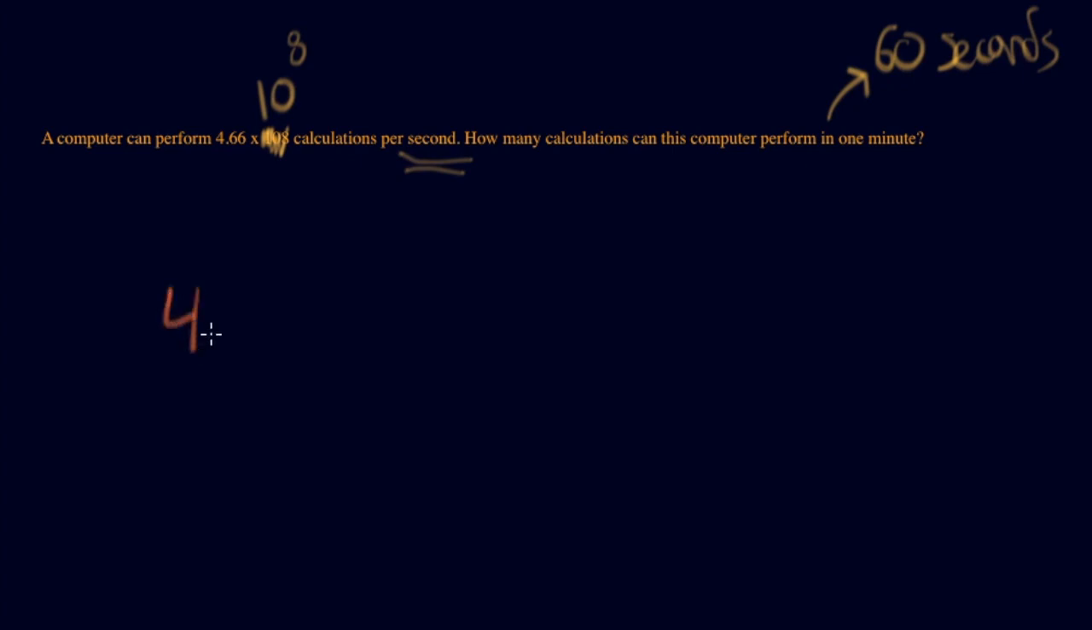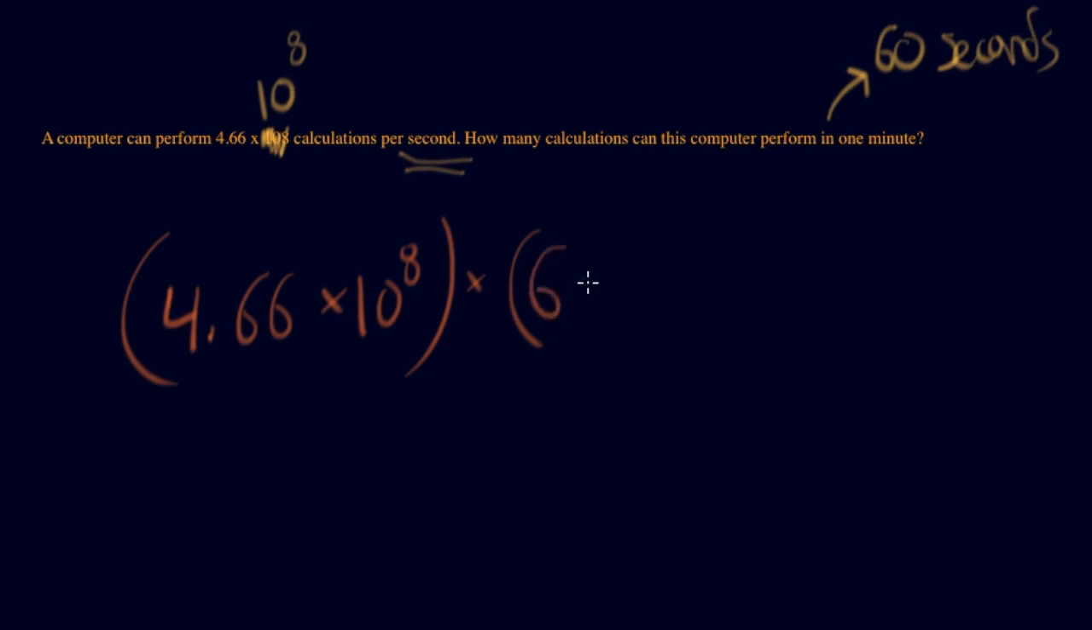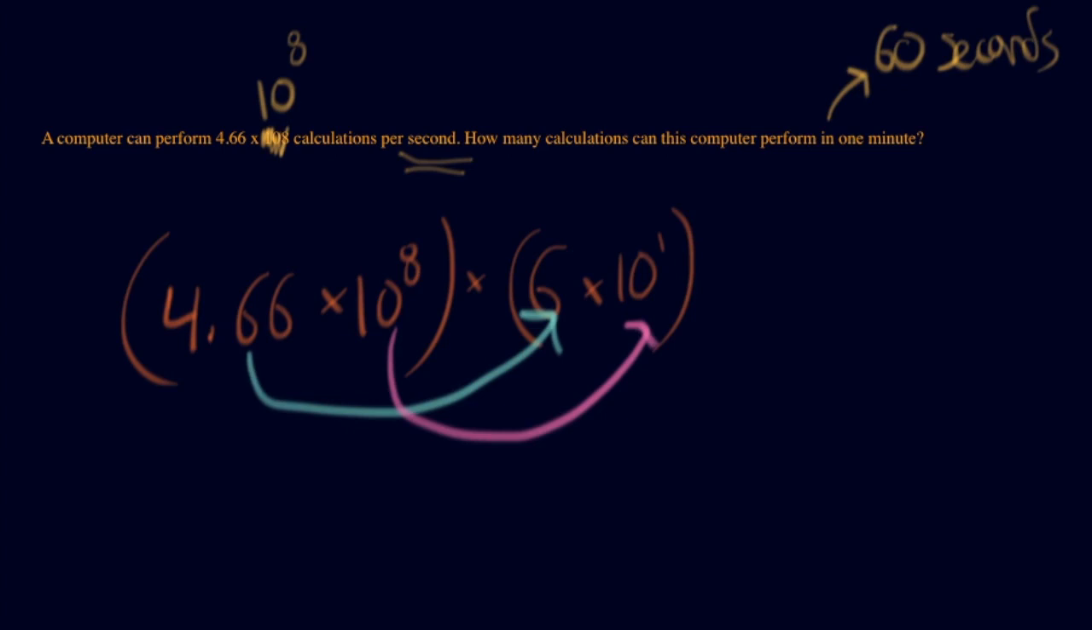I do. So let's go 4.66 times 10 to the power of 8. So we're going to do that. Then we're going to go and multiply that by 60. Now I'm going to change 60 into 6 times 10 to the first. Hopefully that makes sense, because 6 times basically 10 is 60. So I've just quickly gone and changed that. And now we're going to multiply those numbers and our base 10s together as well.